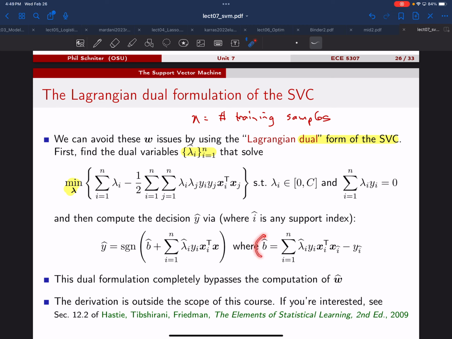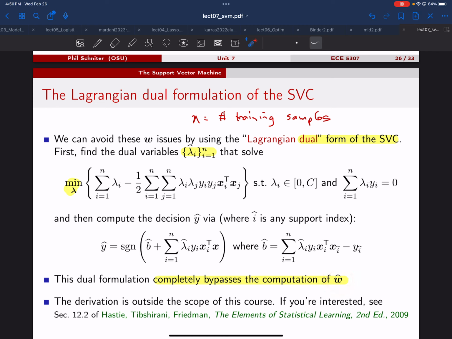And there's a way of computing the same b hat again, but it turns out that one little thing that's different is this index I hat is any support index, any index in your training set of one of the support vectors. So basically, like I said, you'll just have to take it on faith that this actually solves the same convex optimization problem. But the key point is that by doing this, you never actually train something that has D parameters in it.